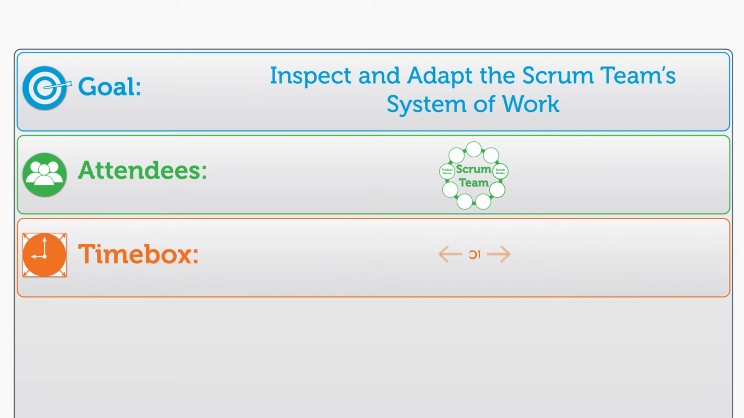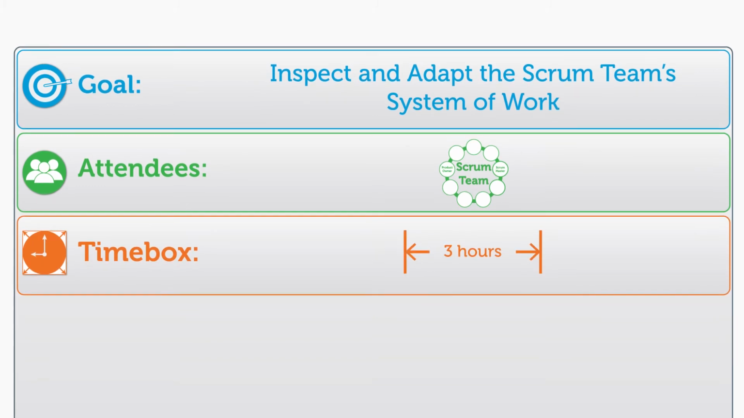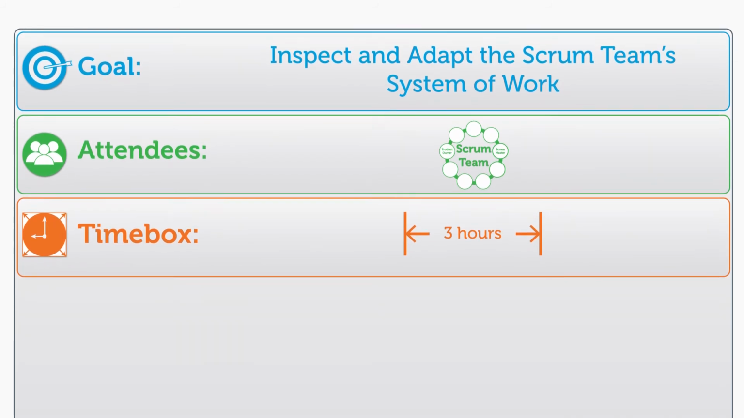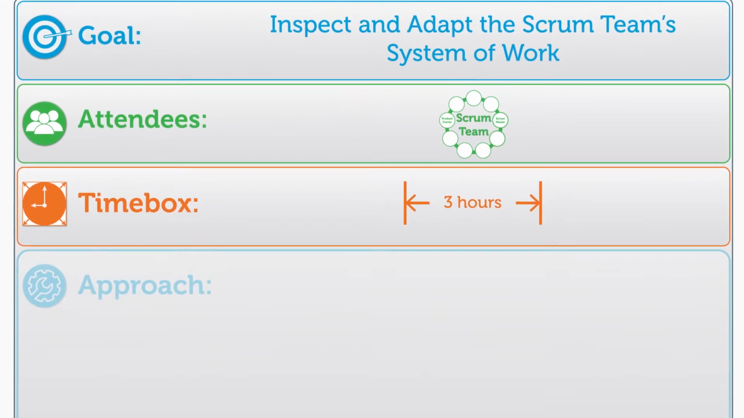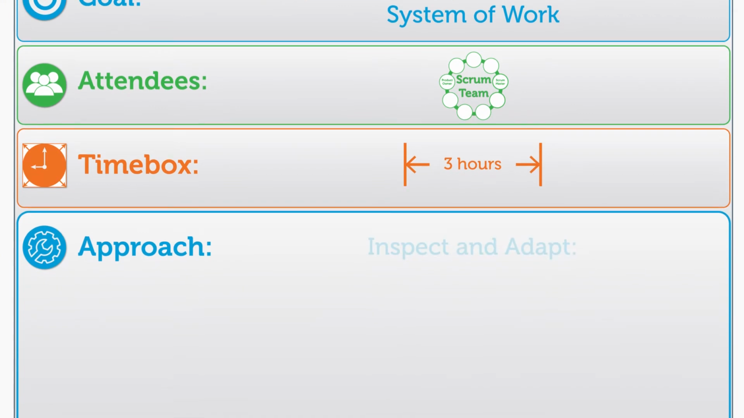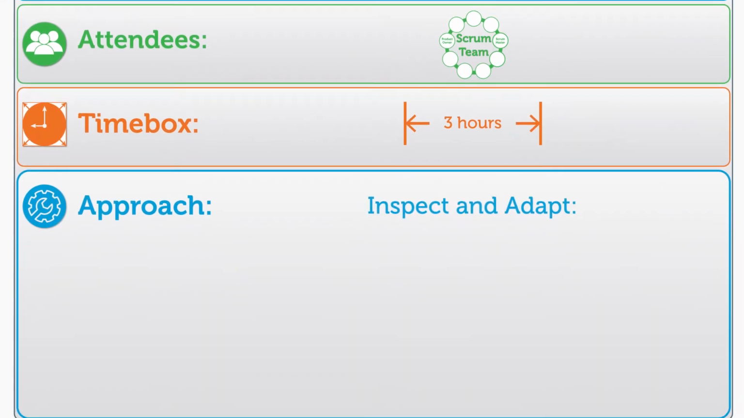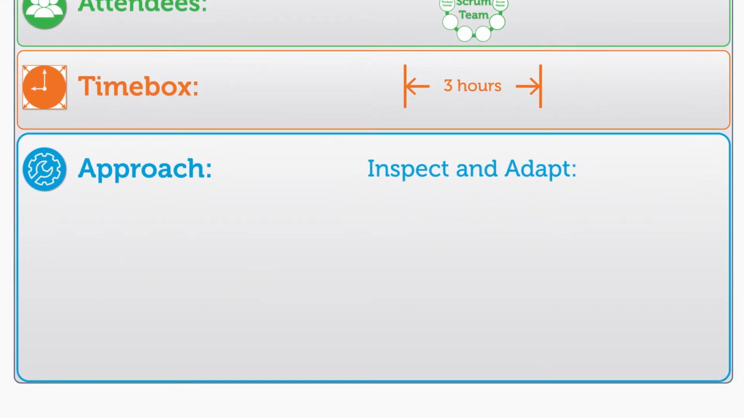The time box for the sprint is 3 hours for a 1 month sprint. For shorter sprints, the time box is typically shorter. There are many effective patterns to approach running the sprint retrospective meeting. Three elements are common across most of these patterns.